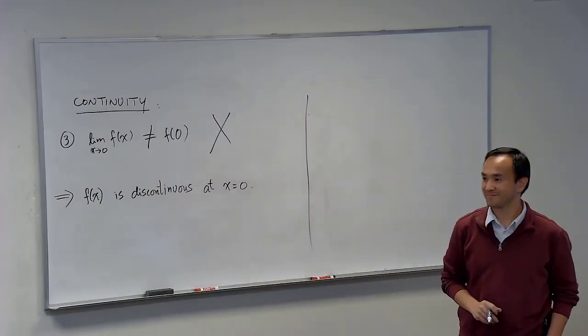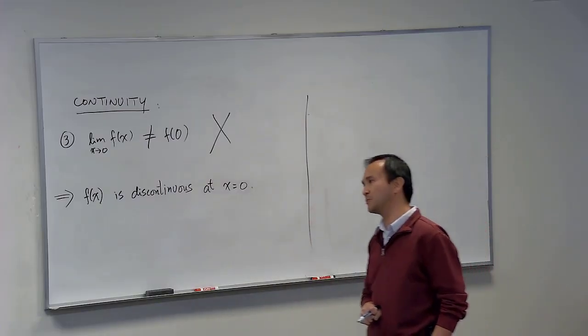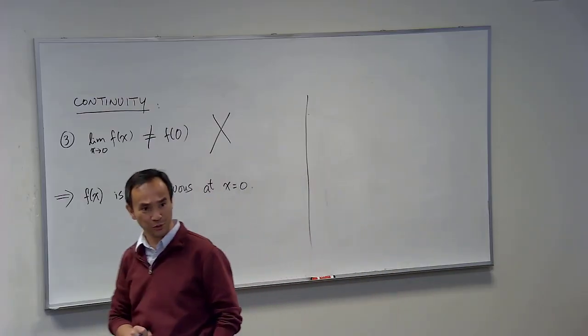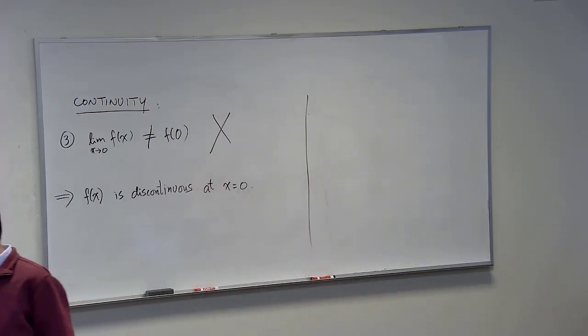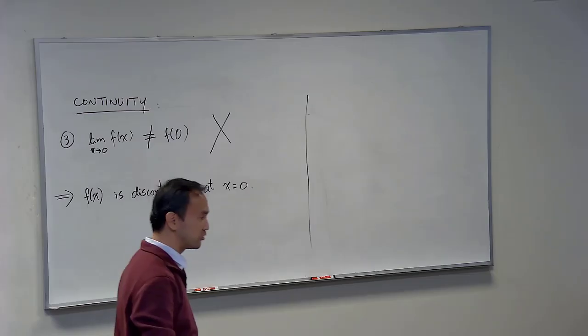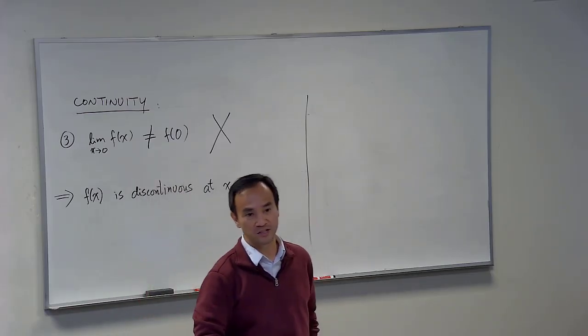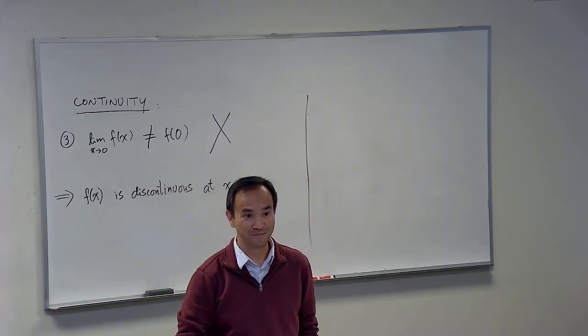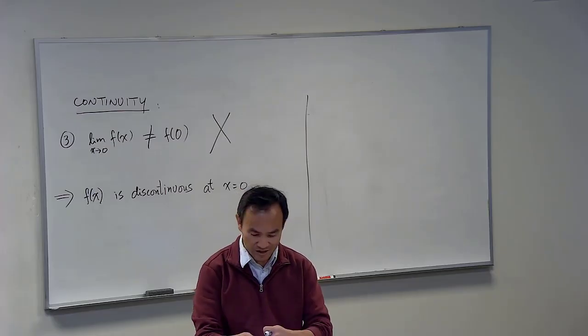Sometimes we fail requirement number 1, sometimes we fail requirement number 2, right? Sometimes we fail the third requirement. See what I'm saying? Okay. So as long as we fail one requirement, our function fails to be continuous, and we have to say it's discontinuous. See what I'm saying? Okay. So that's the kind of problem where you guys have to do some math.